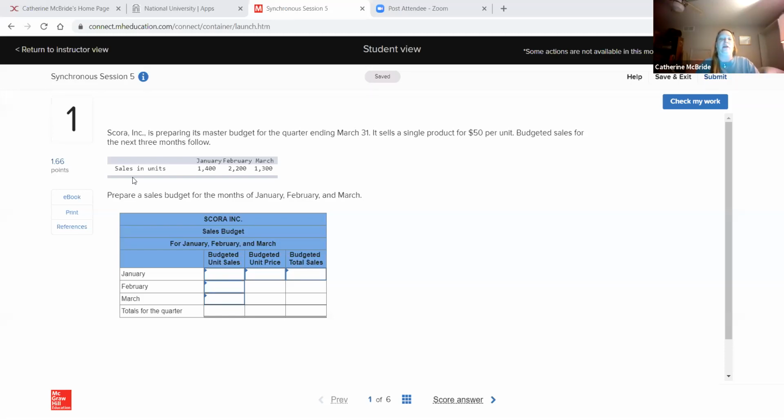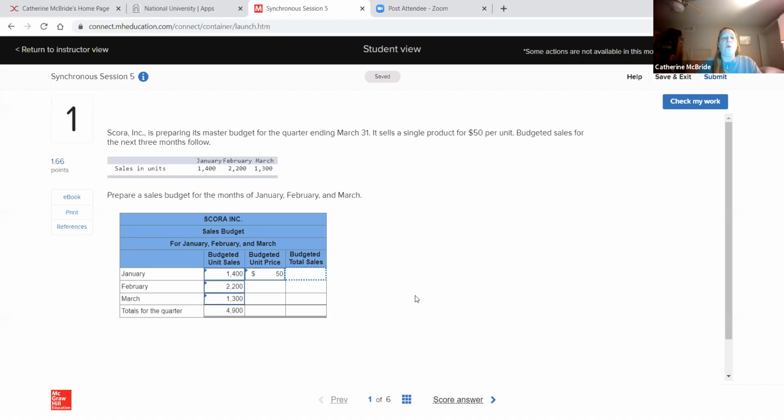How much material, how much labor? All of that is then going to get figured in for what we have to do to be able to sell 1,400 units. So in January, we have 1,400 units that we think we're going to sell. In February, 2,200, and in March, 1,300. So that's 4,900. They sell for $50 per unit.